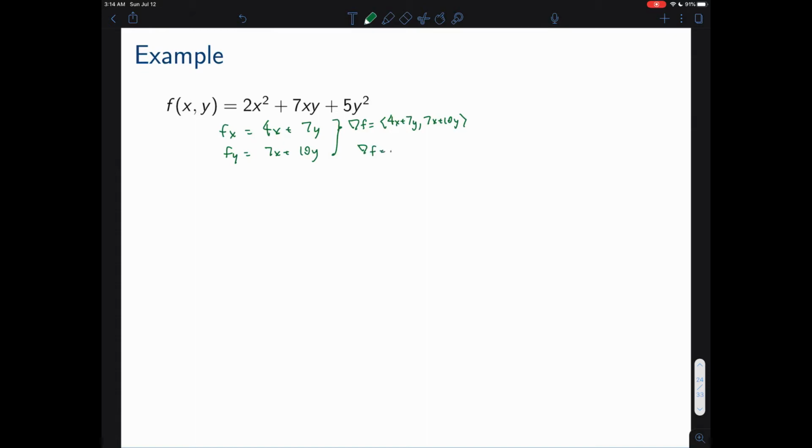So we'll set the gradient equal to 0 and get the equations 4x plus 7y equals 0, 7x plus 10y equals 0. All right, in order to solve these, we could use elimination or substitution. Let's use elimination. And you're welcome to pause the video and try solving it yourself using substitution if you want. But let's try using elimination. In order to make the numbers easier, let's multiply the first equation by 7. And let's multiply the second equation by 4.